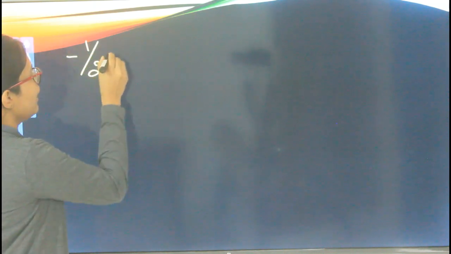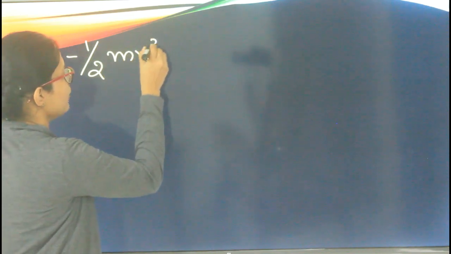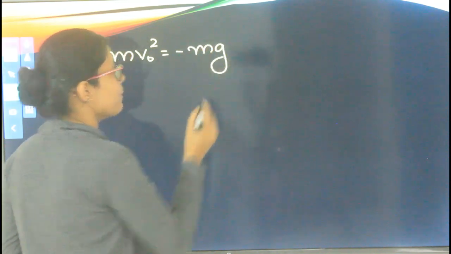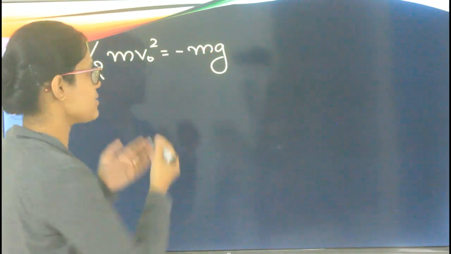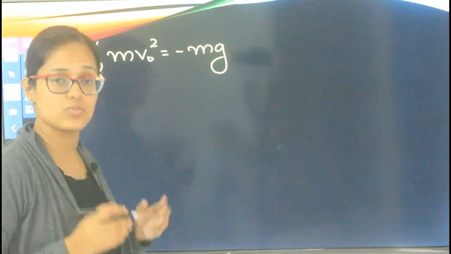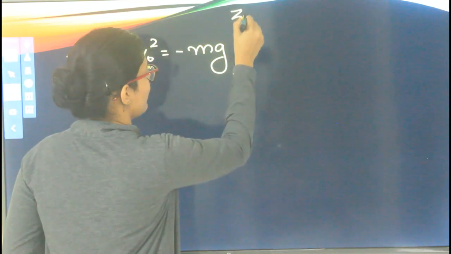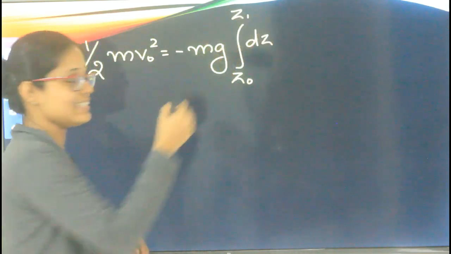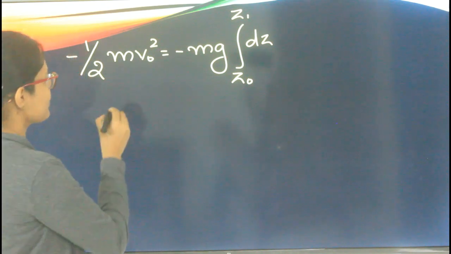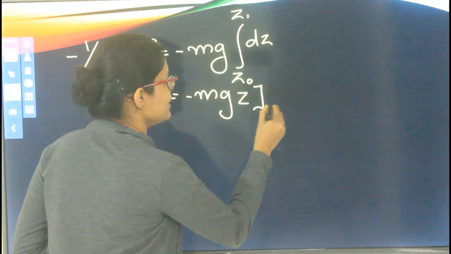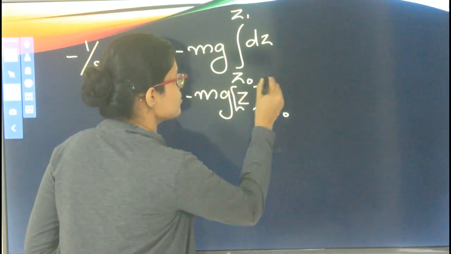So the equation will become minus half m v0 square is equal to minus mg times the integral. We can take minus m and g outside because both of these are constants, right? Integral from z0 to z1 of dz. What is the integral of dz? Which is nothing but z. So minus mg z within the limits z0 to z1.